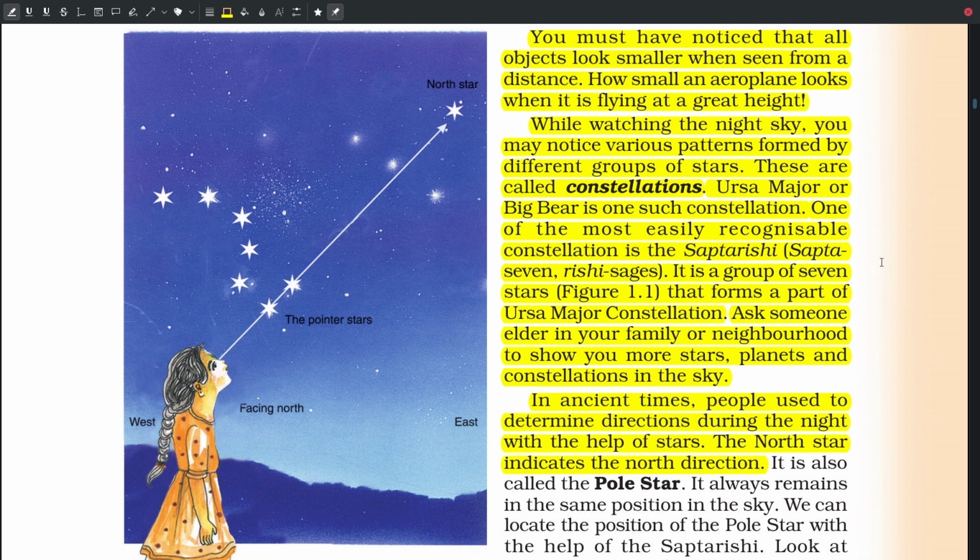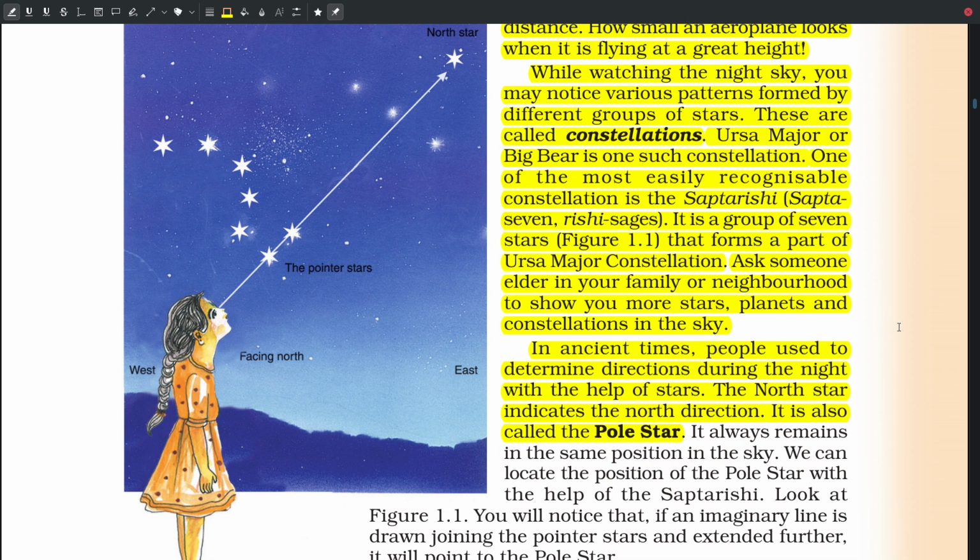So at night we see the North Star and we determine, okay, that is the north direction, and accordingly we determine our way where we have to go. So it is also called the Pole Star. Why is it called the Pole Star? It appears constantly over the poles. Its position never changes throughout the year.